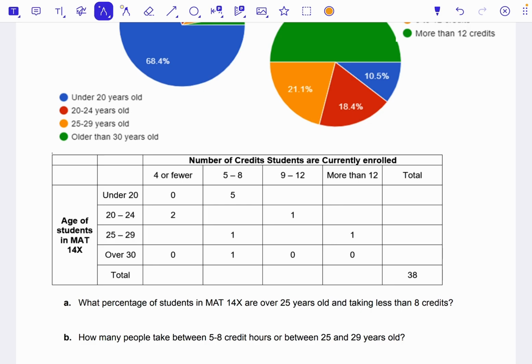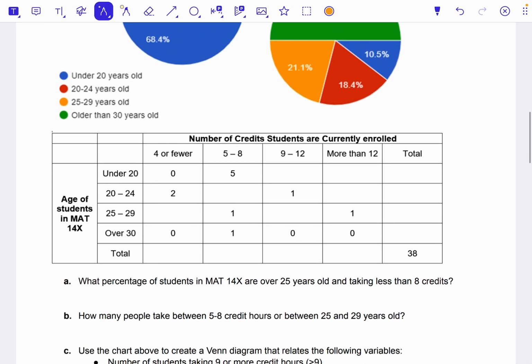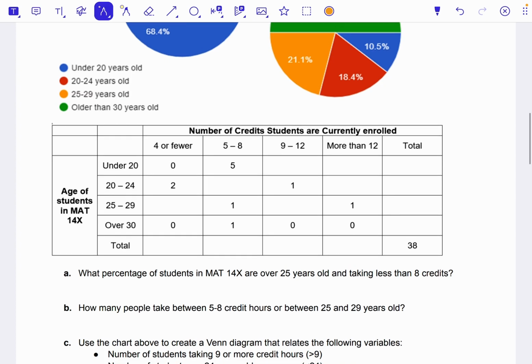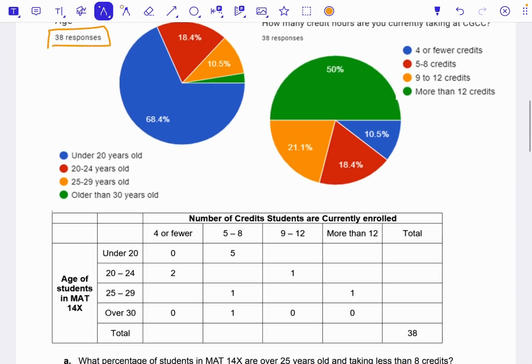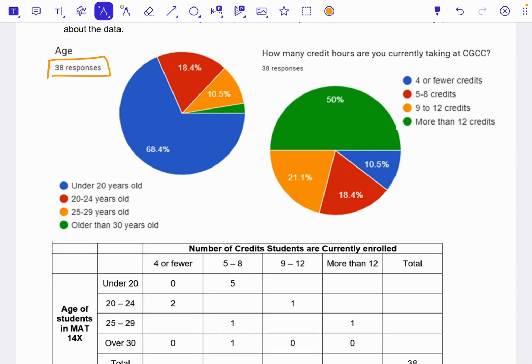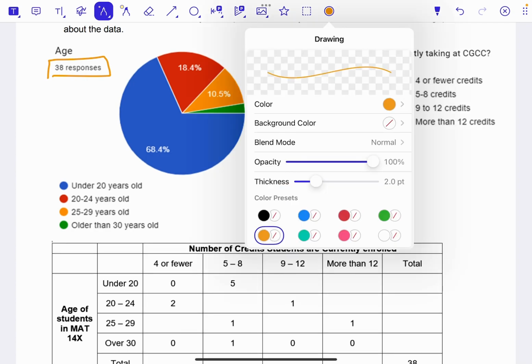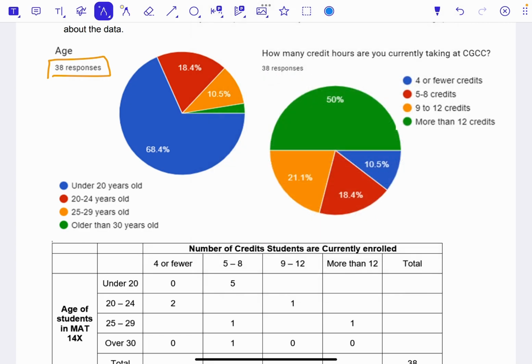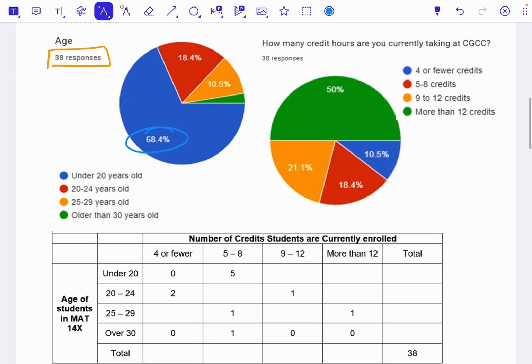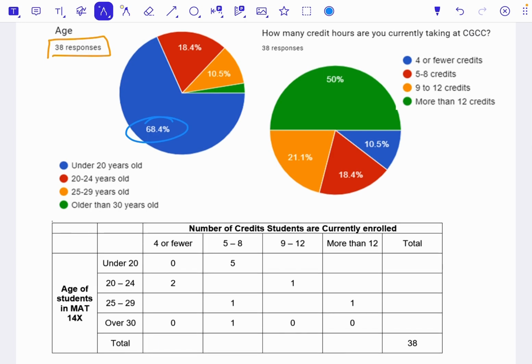Now, when I'm going through and doing this, the first thing I'm going to do is figure out these totals, and then I can backfill the rest of my chart. And so to do that, let's start with age. So the under 20, I might as well use blue since it's blue in the table, is 68.4%. If you want to do percents of a number, there are two ways to approach it.